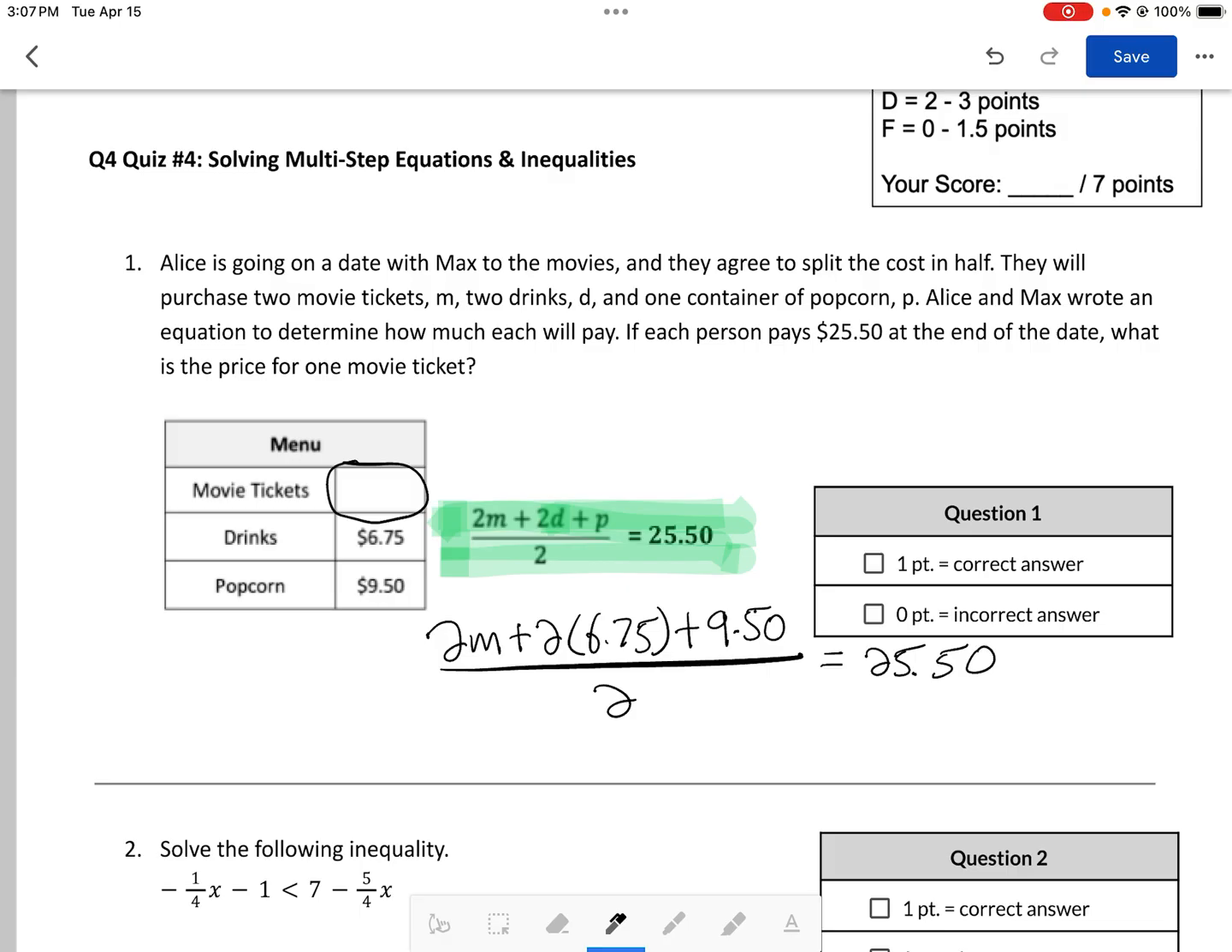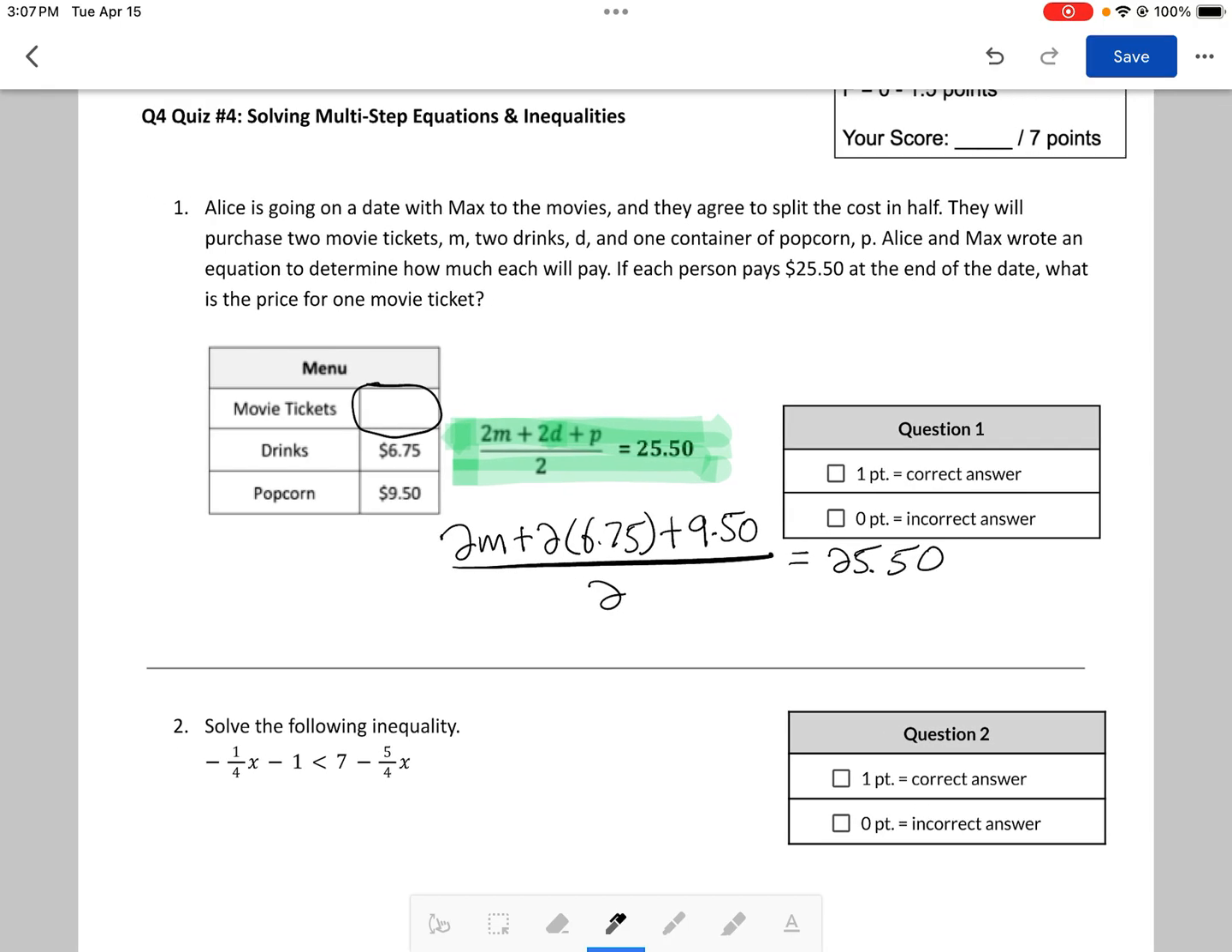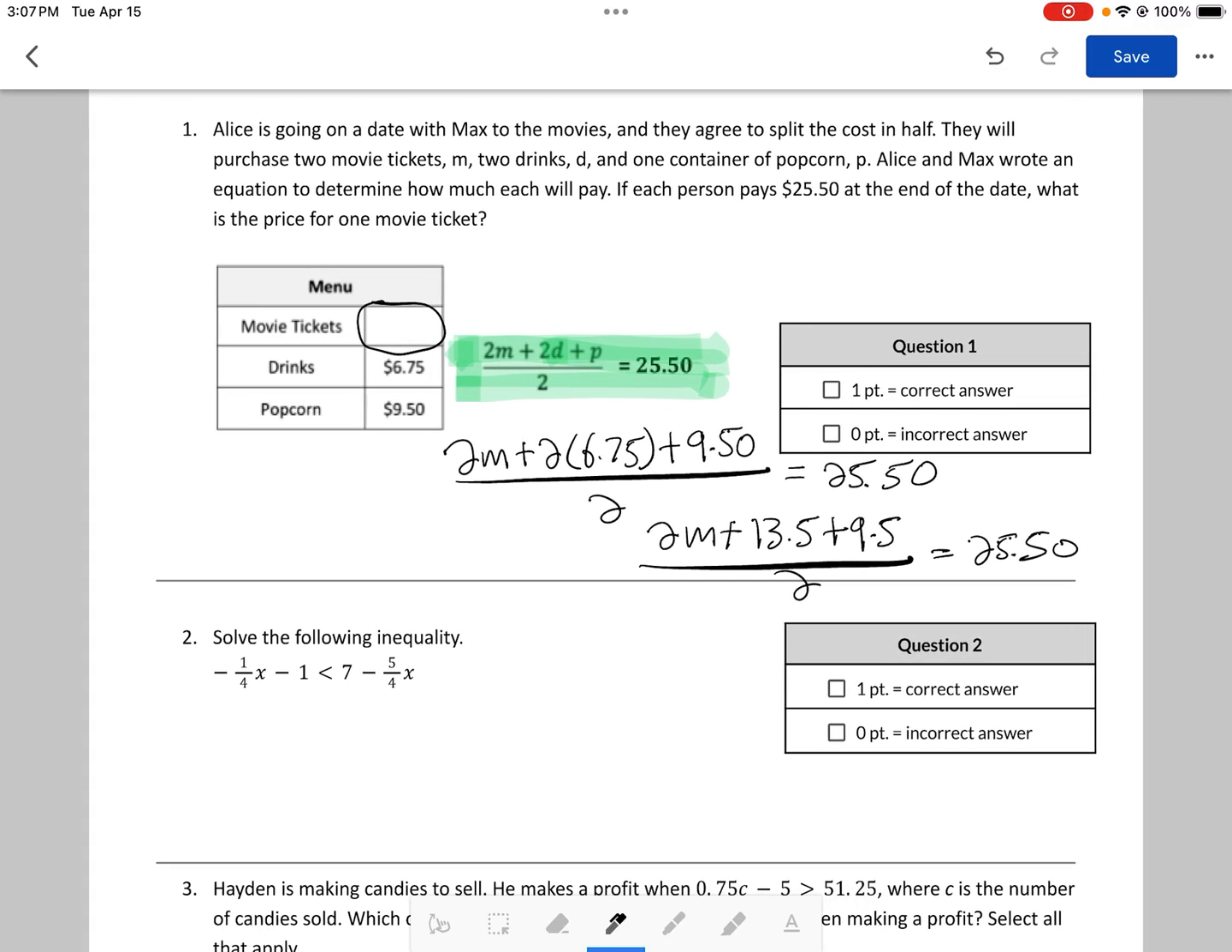So I'm going to go ahead and multiply this together, so that when I solve that, I get 2M plus 2 times 6.75 is 13.5, plus 9.5, divided by 2 equals 25.50. Mr. Wood's going to run out of room here. Okay, 13.50 plus 9.50 is 23. So I'm going to bring this over here. I know this is confusing. I have 2M plus 23 divided by 2 equals 25.50.